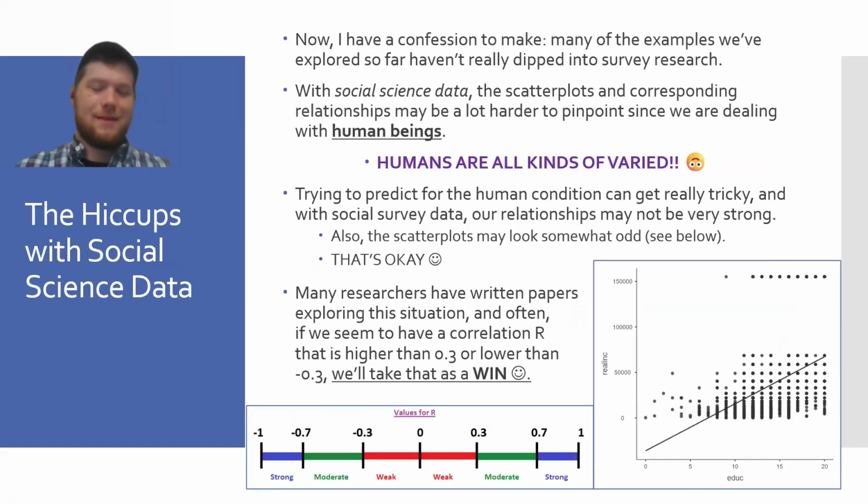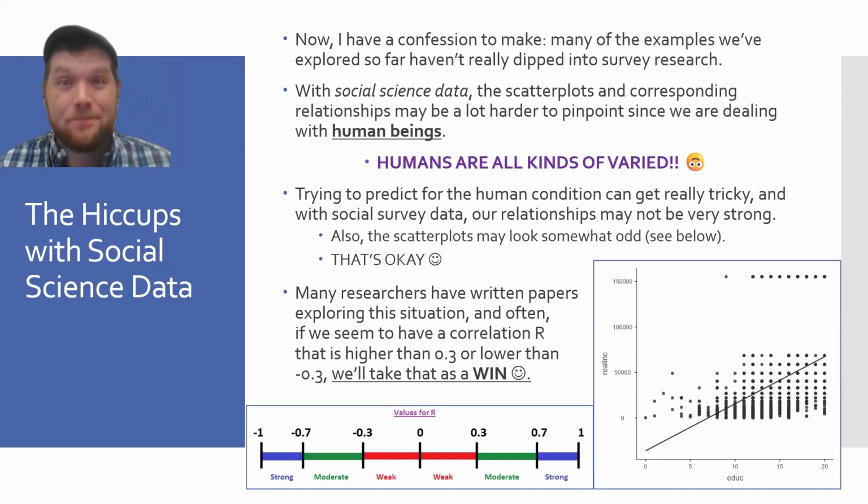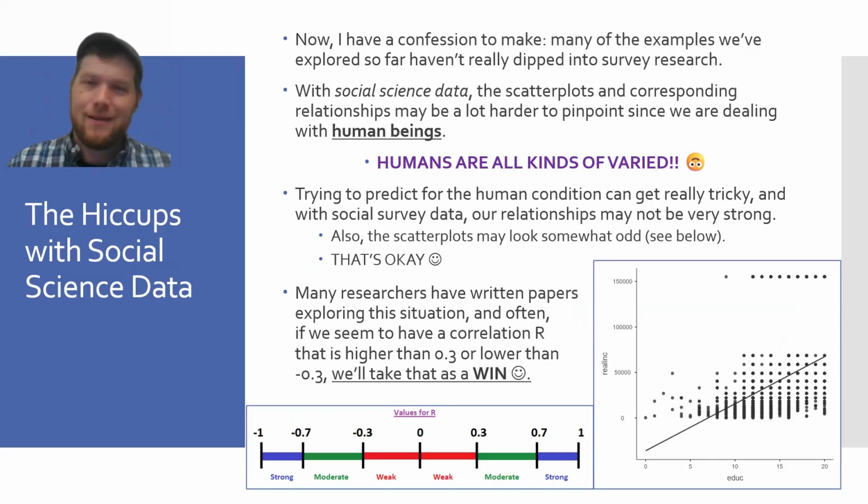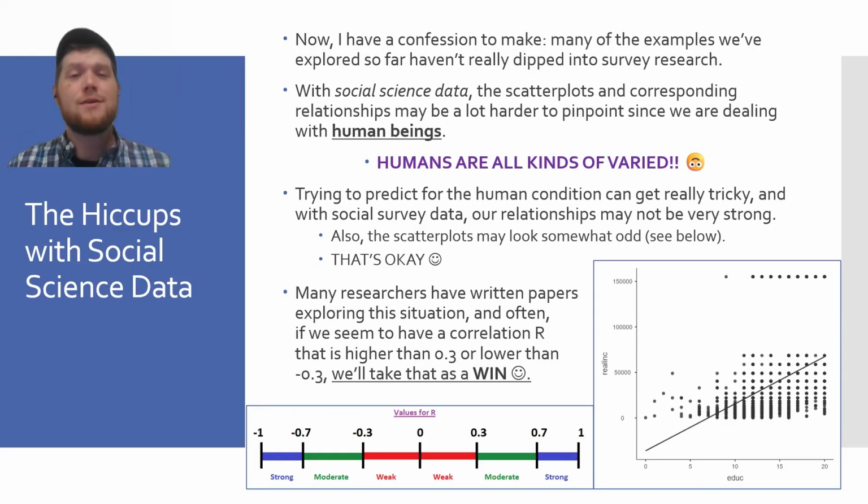There's some hiccups. Like I said, I sort of eased into it. There's hiccups with social science data. Many of the examples we explored so far haven't really done survey research. With social science data, the scatterplots and corresponding relationships may be a lot harder to pinpoint since we're dealing with human beings. Humans are all kinds of varied. We are unique creatures of havoc sometimes, but we also have a lot of variance in the way our behaviors are. To try to predict for the human condition could get really tricky.